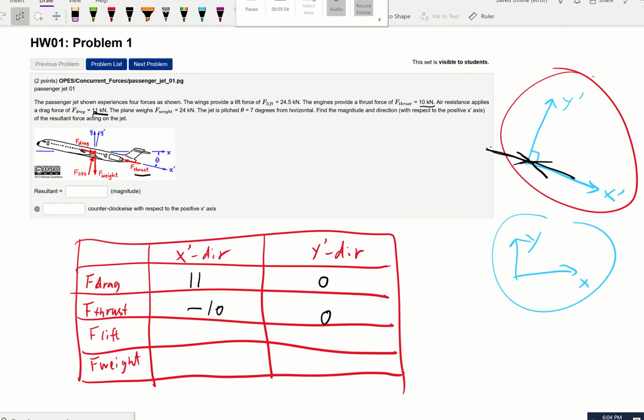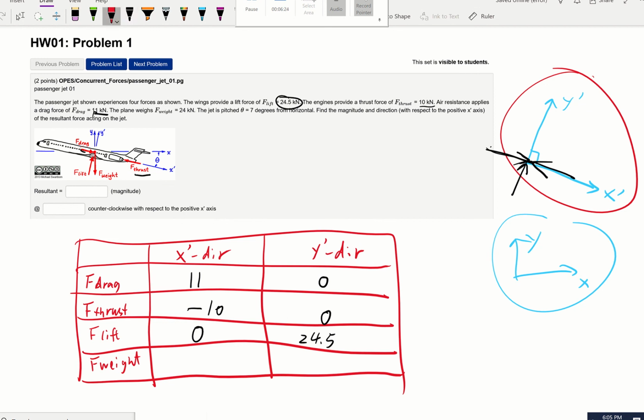Now let's look at F lift. F lift is in the y prime direction, so it's going upward. Since all of it is in y prime, there's nothing to be resolved in the x prime direction, so that's 0. And in y prime, the lift is 24.5, which is positive because it's going upward.